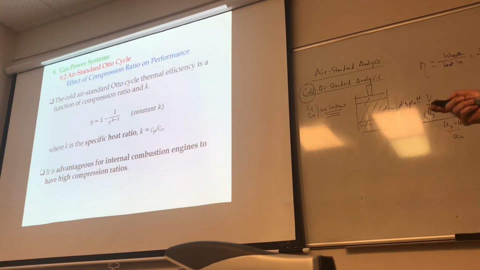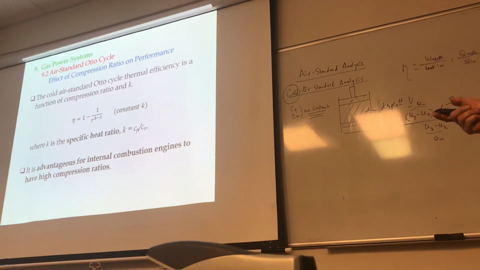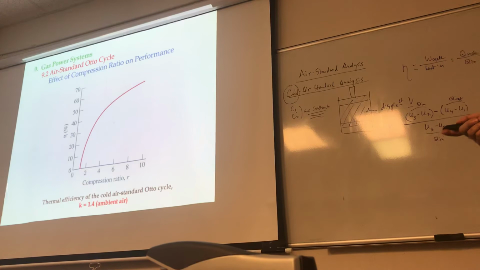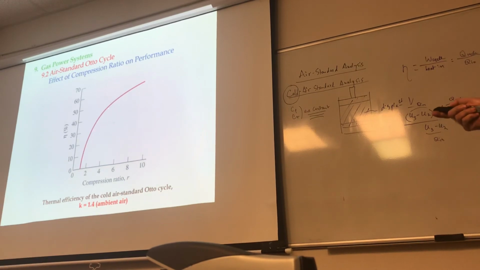It is a function of the compression ratio and k, and in general, this is for our knowledge, it is advantageous, obviously, to have higher compression ratio. We create more work, right? And better efficiency. So, in fact, if you were to plot the compression ratio and efficiency, this is what it does, right? So you can clearly see that as the compression ratio goes up, the efficiency also goes up.